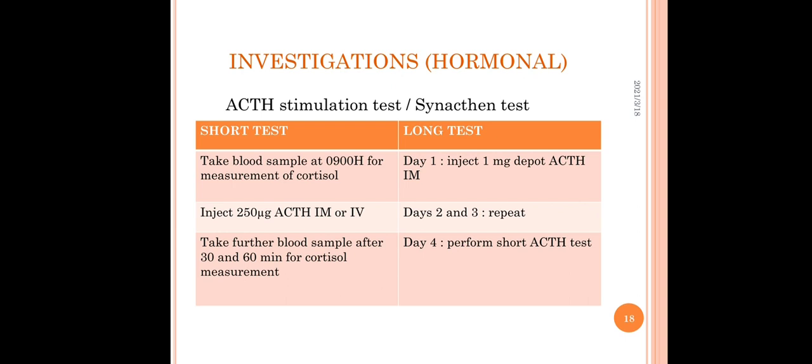While in the long synacthen test, in the first 3 days, we inject the patient 1 milligram ACTH intramuscular. On day 2 and 3, we repeat the same dose, and on day 4, we perform the short synacthen test as we mentioned.